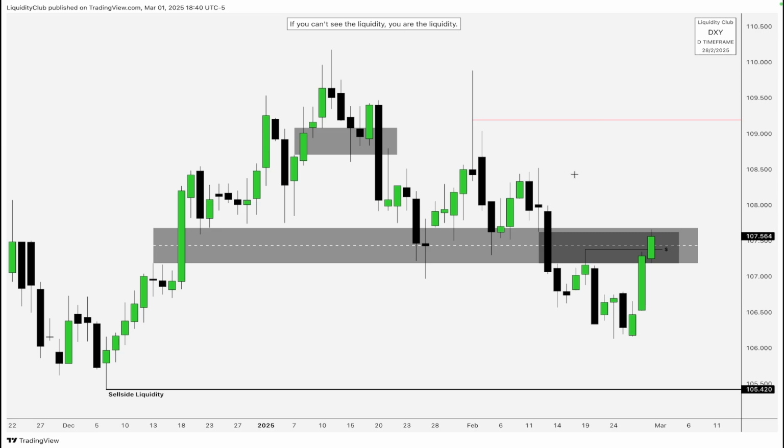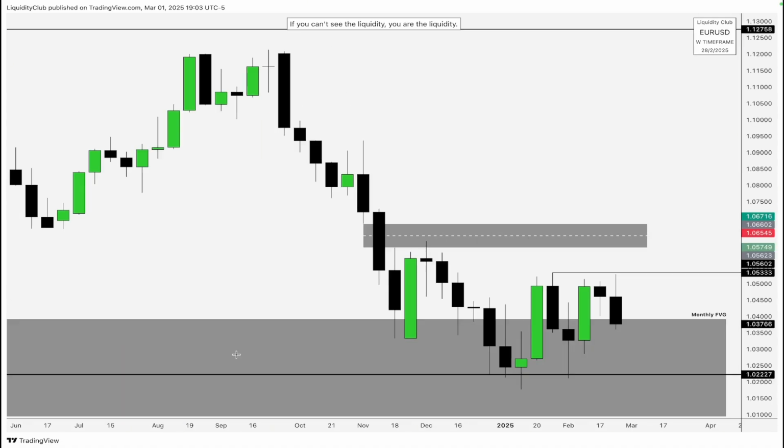So anyway, that's pretty much it for the DXY. I'm looking for lower prices, targeting this sell side liquidity. We have relative equal lows here and this sell side liquidity here. You can look at the rejection block. You can look at the middle point of the discount wick here, which is called the consequent encroachment.